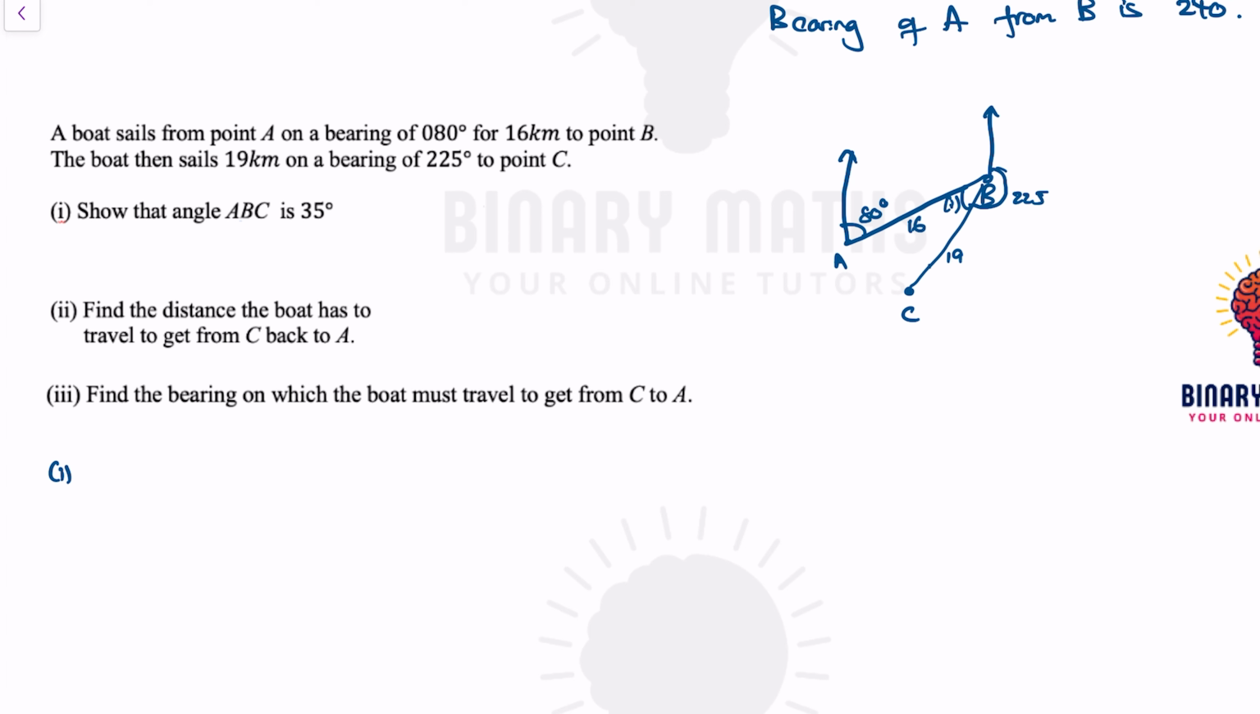Okay, so I know if this is 80 degrees, that must be equal to 100 degrees because of it being a supplementary angle. Then I know angle ABC, because it's around a point, must be equal to 360 take away the 100 that I just labelled, take away the 225 that is labelled on the other side, which gives me a value of 35 degrees.